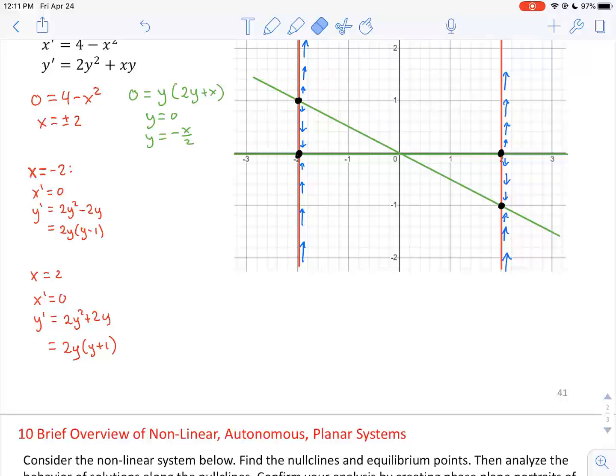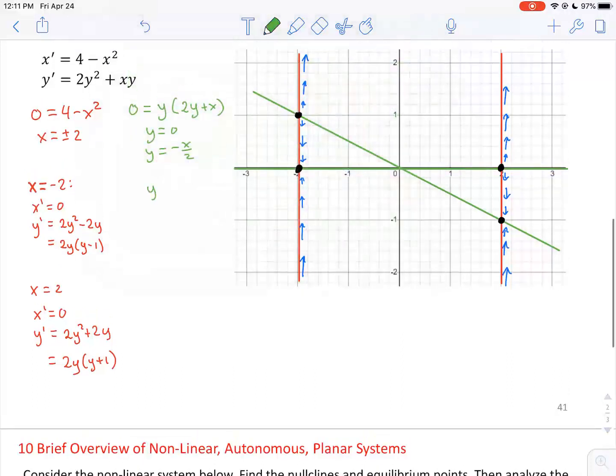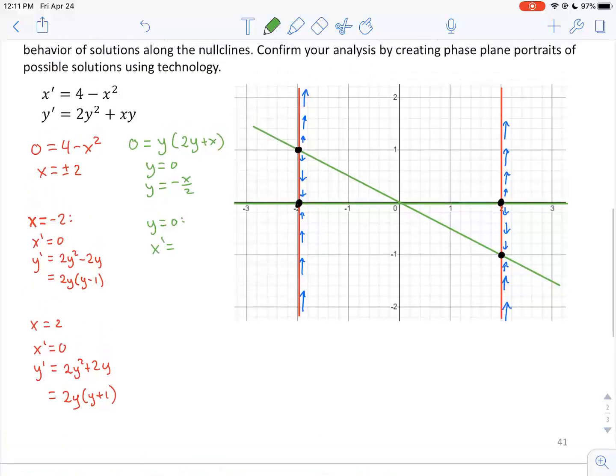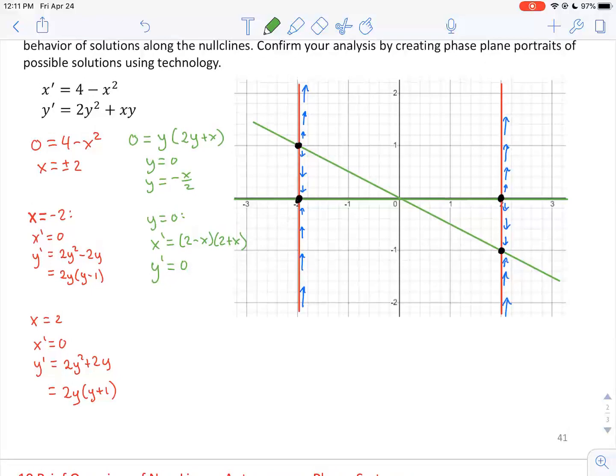And now let's analyze along the y nullclines. Let's start with the y equals 0. If y equals 0, x prime is going to be, plug in 0 for y. We get x prime is not affected by that choice of y. It's still just 4 minus x squared, which is 2 minus x times 2 plus x. And y prime is 0. So along the y nullclines, we expect no vertical movement, just horizontal movement. So all of our little arrows should be left and right only. The question is, should it be left or right? And that'll depend on the coordinates we pick.